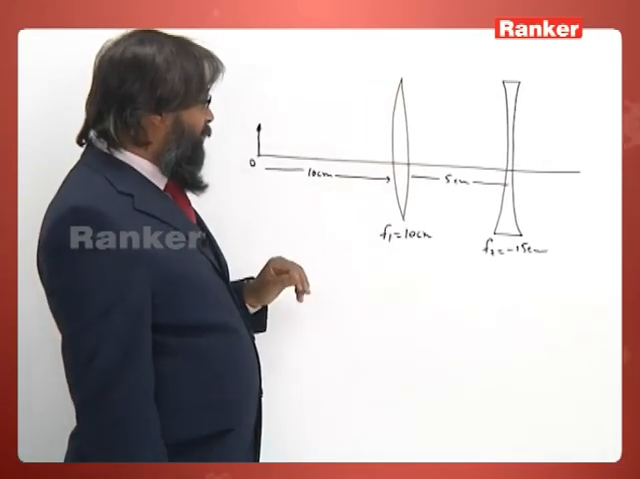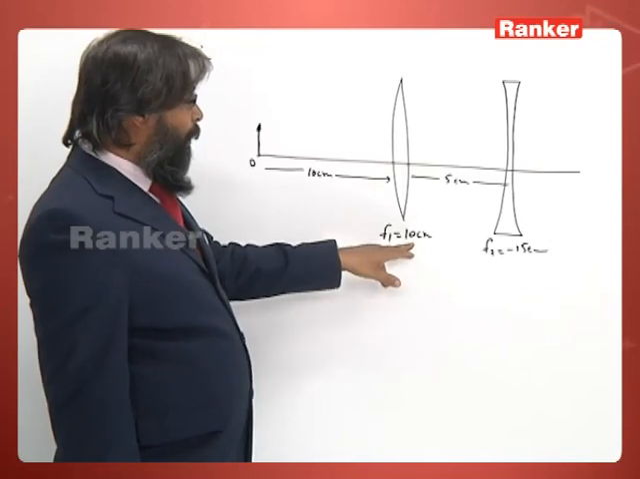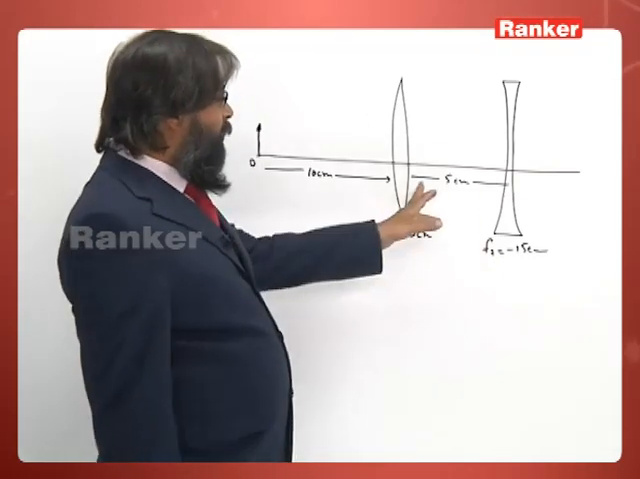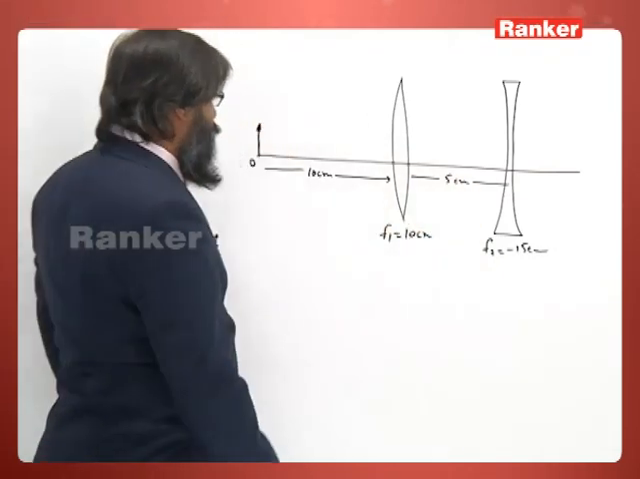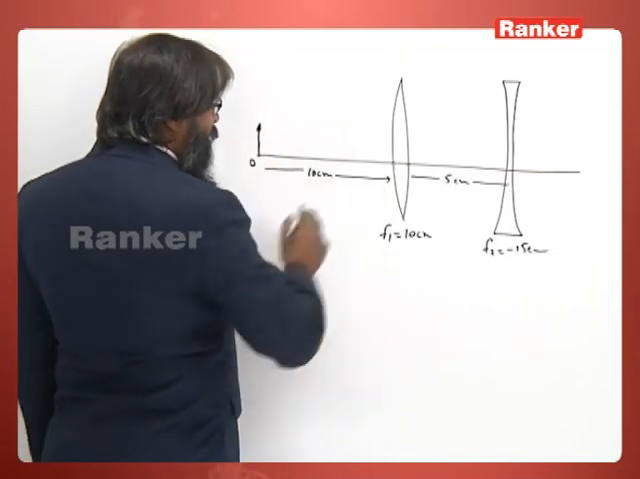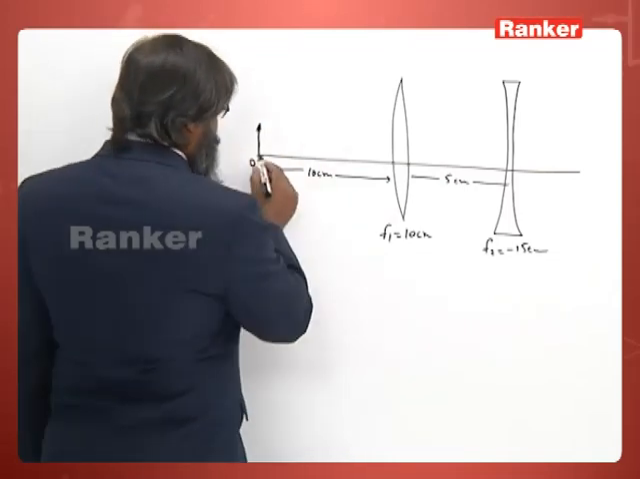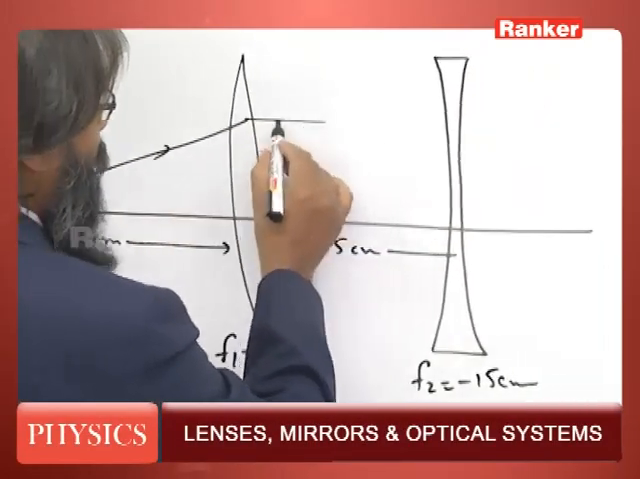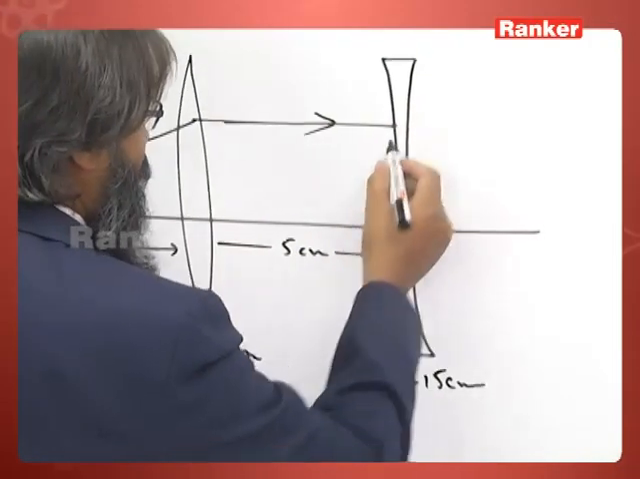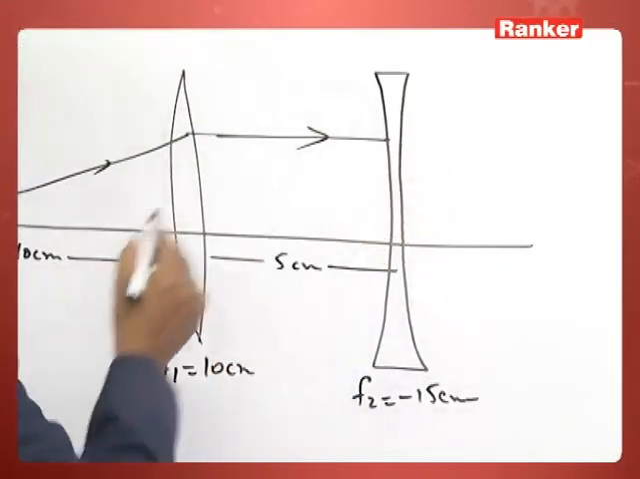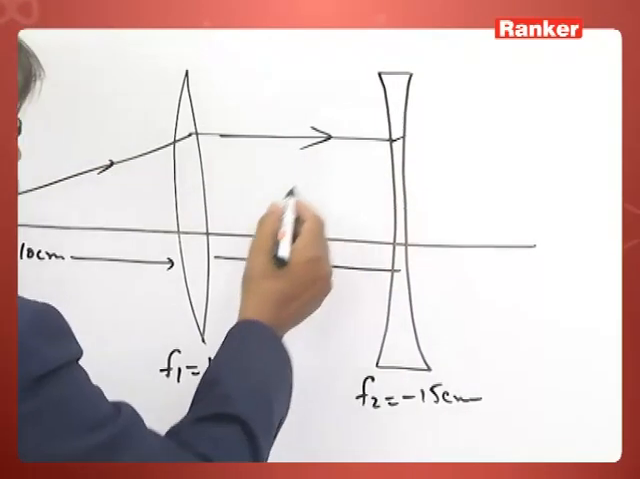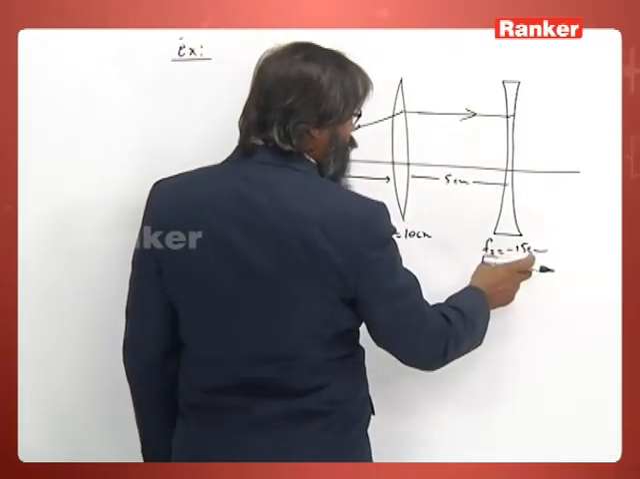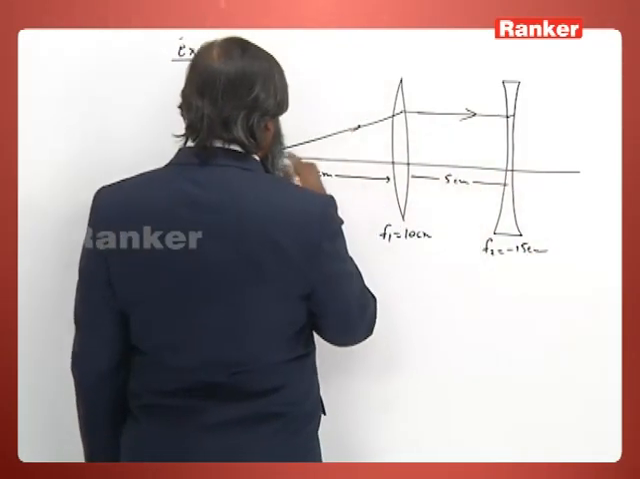Here we have a convex lens of focal length 10 centimeter and a concave lens of focal length minus 15 centimeter. They are spaced at a distance of 5. Here we have an object at 10 centimeter. So you see, this point is the focus. Any ray going like this goes parallel to this, and then again this ray is parallel, so it will diverge so that it seems to be coming from the focus. So its focus is also this, 5 plus 10.